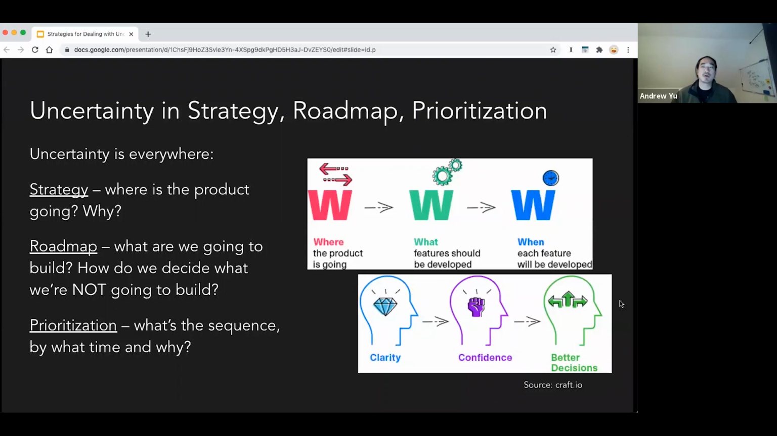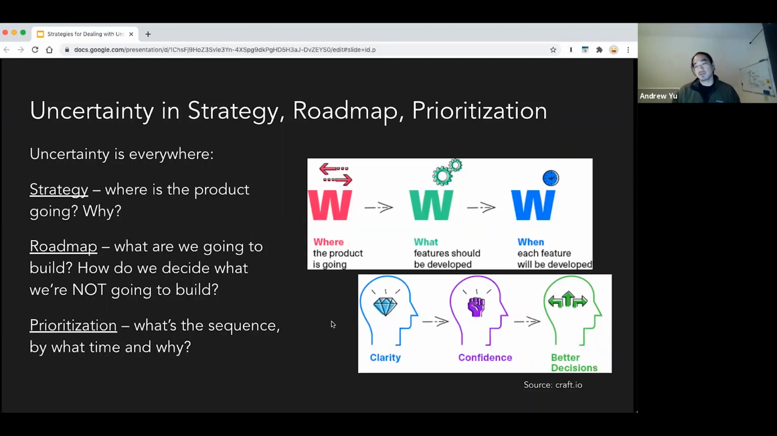Like where are we going? Where's the direction? And then what features should be developed? That's your roadmap. When should each feature be developed? That's sequencing, like what's the actual ordering and why? And the why is under all of this, right? Where are we going and why? What are we building and why? And then when are we doing it and why? The more that we have clarity around that, the more confidence it instills in our team, and that leads to overall better decisions being made, right? What's not to like about that?